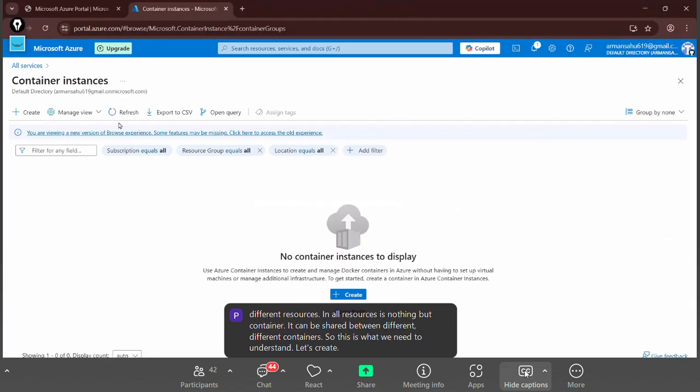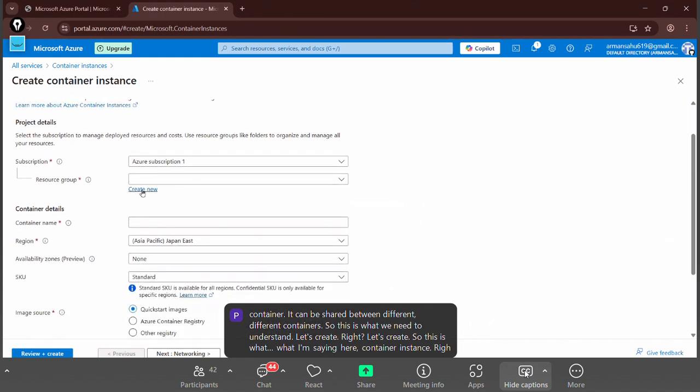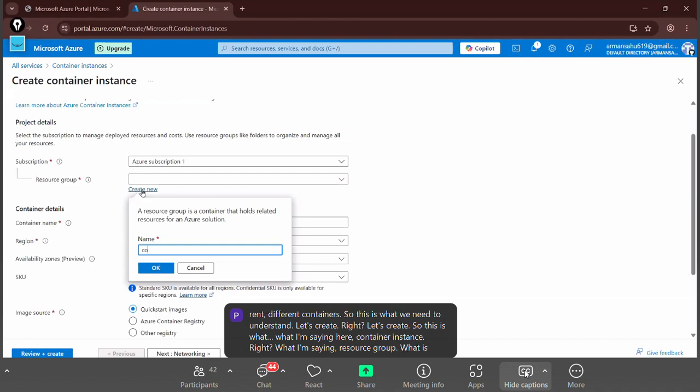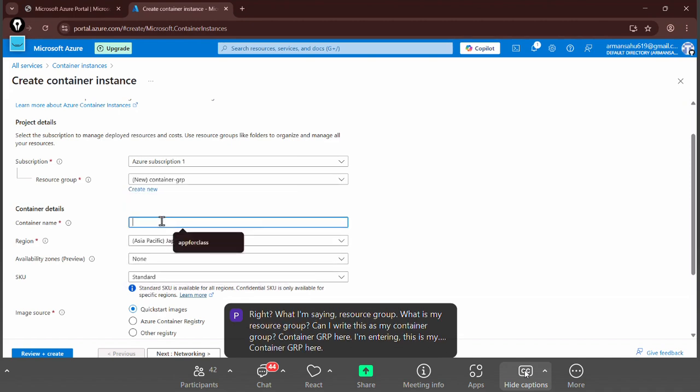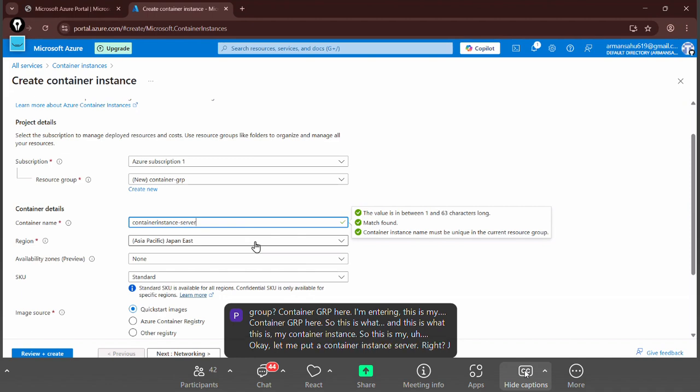Let's create. So this is my container instance. Resource group, what is my resource group? Can I write, this is my container group? Container GRP here, I'm entering. And this is my container instance. Okay, let me put a container instance server, right? Japan East, it's okay. Let's put it in Japan.